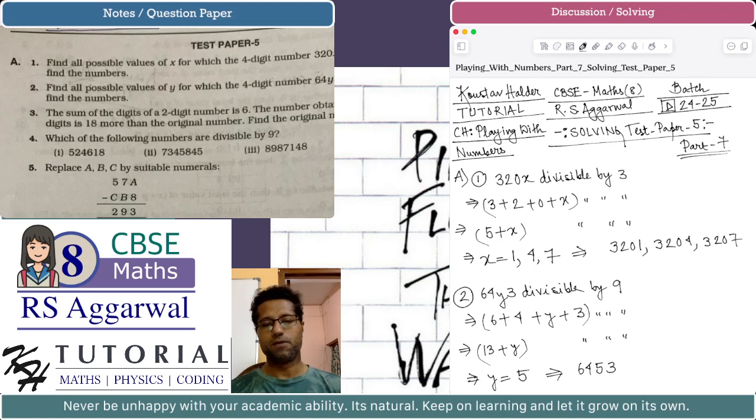So this test paper 5 was left to complete the chapter of playing with numbers, and as usual I will try to prepare 2 sample test papers 1 and 2 on this chapter playing with numbers before moving on to the next chapter, that is operations on algebraic expressions. So please stay tuned for the next 2 videos on solving the sample test paper 1 and 2.